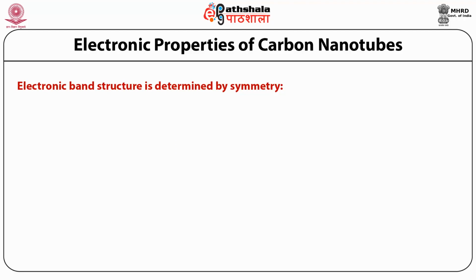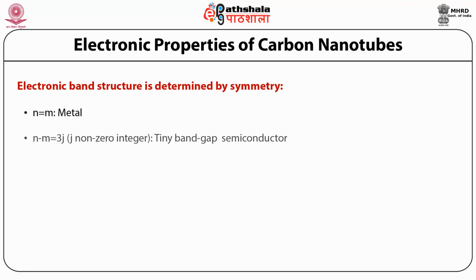Based on the chirality and the integers N and M, the electronic band structure has been calculated, and it has been found that the electronic structure is determined by the following. If N is equal to M, the nanotube is of the kind known as metal. If N minus M is 3J, where J is a non-zero integer, a tiny band gap will open in CNT. Otherwise, in other cases, it is a large band gap semiconductor. So the important thing is that with the same material, it can be metallic depending on N-M values and the diameter, or a semiconductor with different band gap.